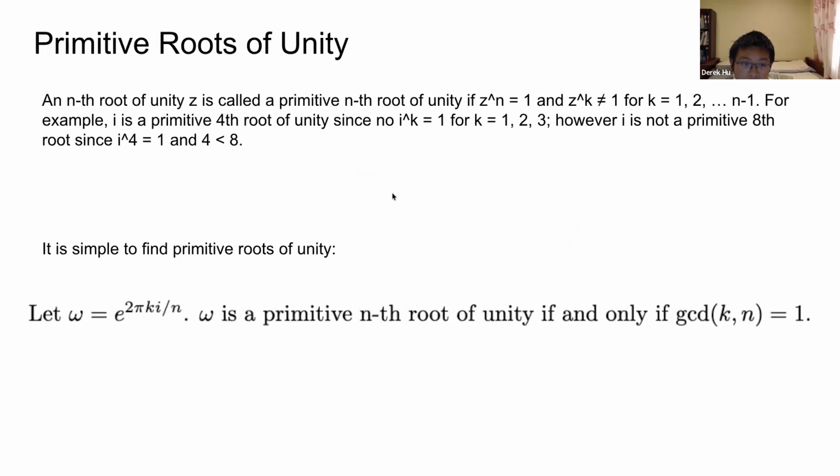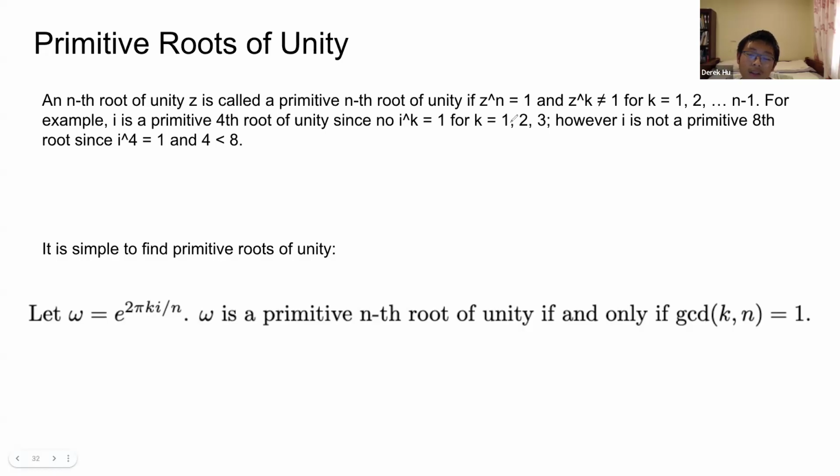Okay, so now we need to talk about primitive roots of unity. An nth root of unity z is called a primitive nth root of unity if z^n = 1 and z^k is not equal to 1 for k = 1 to n minus 1. For example, i is a primitive fourth root of unity since i^k does not equal 1 for k = 1, 2, 3. However, i is not a primitive eighth root of unity, since i to the fourth is equal to 1 and 4 is less than 8.